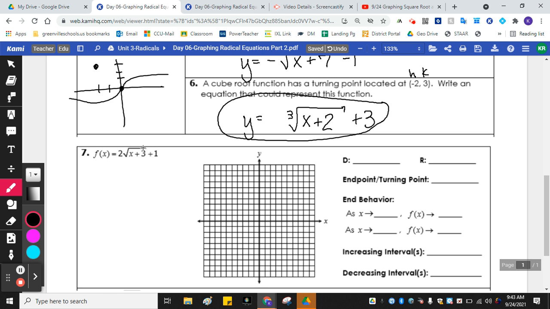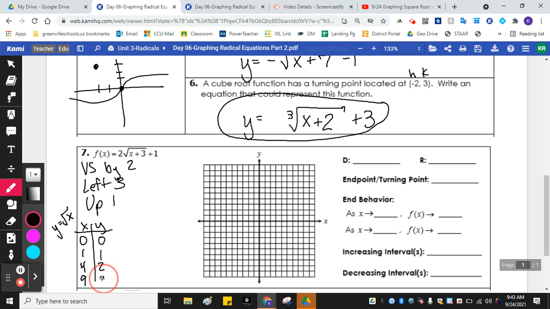All right, this is our square root function. We're going to do a vertical stretch by 2, left 3, and up 1. So I'll take my original. This is my original. I use 1, 4, and 9. And then move those points. So now my new graph, the one that's affecting the x is left 3. So I'm moving these points left 3.